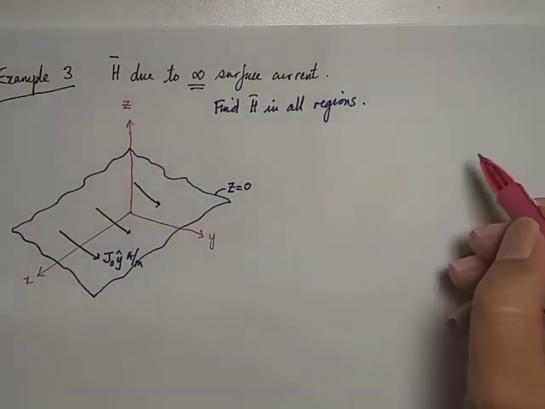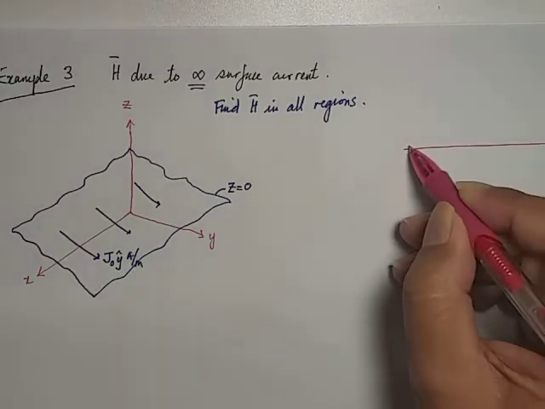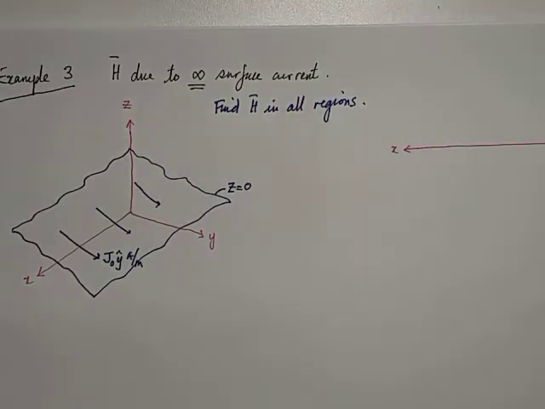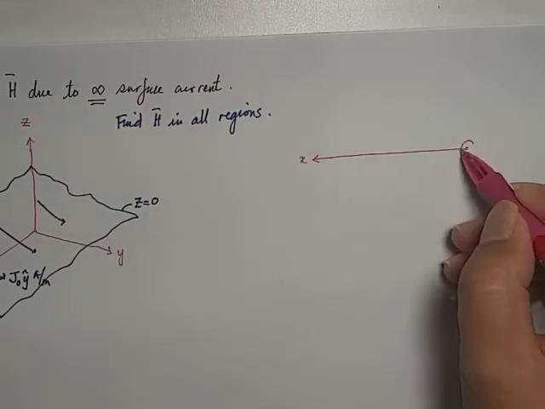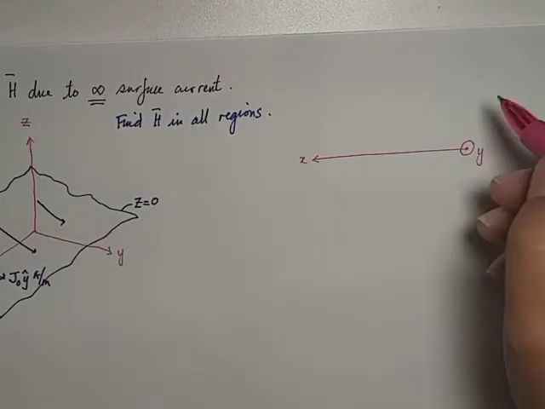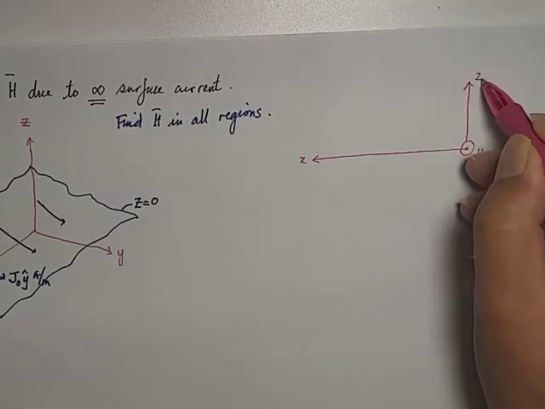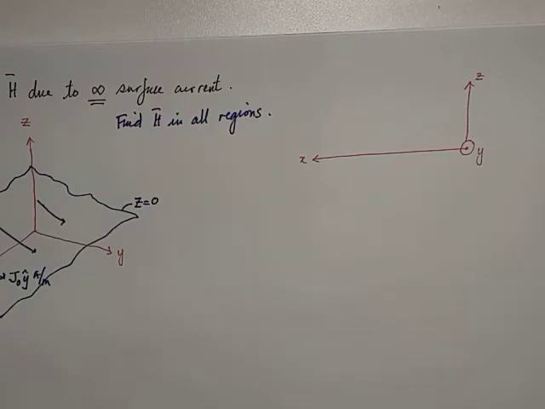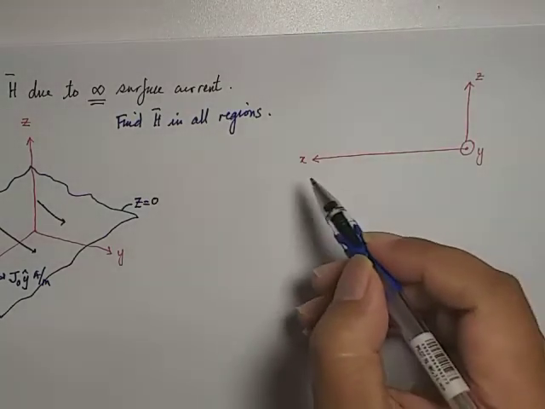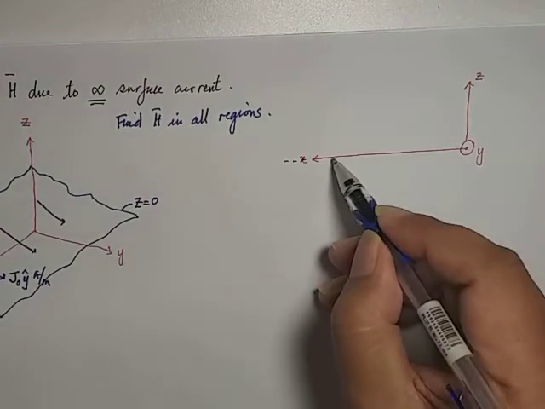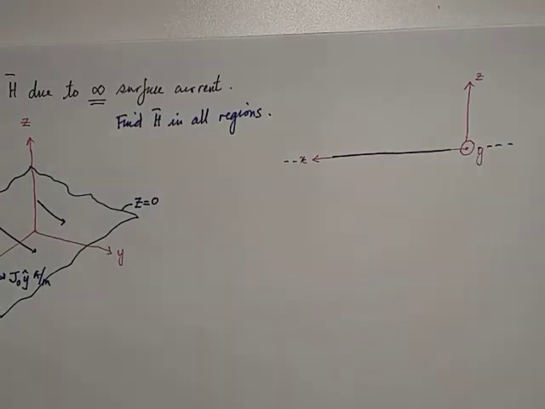So I'm going to make this to be my X. Okay, Y coming out, and Z going to be in this direction. Okay, that should be in two dimensions, and then the current is going to appear like this. Okay, so that should be my current.